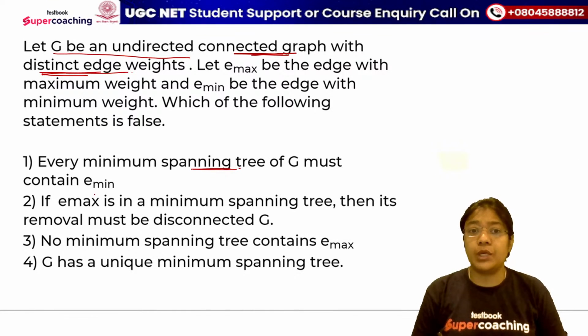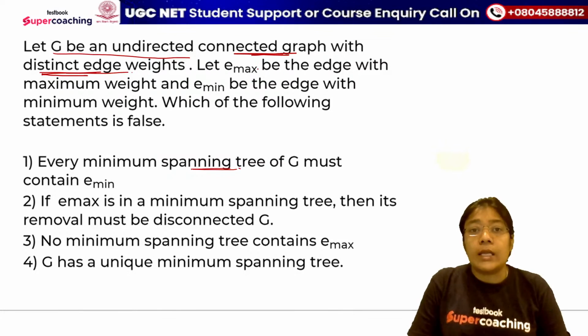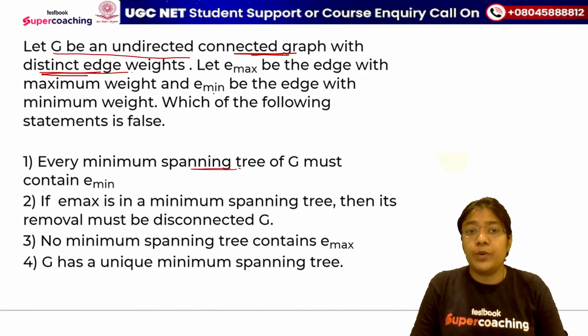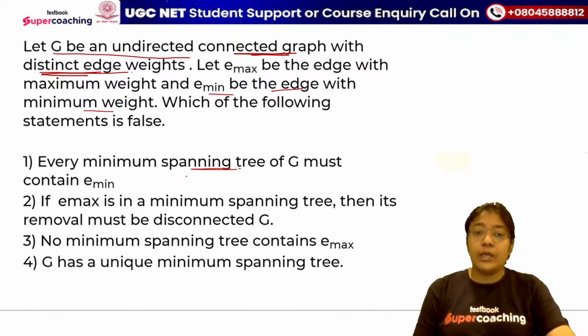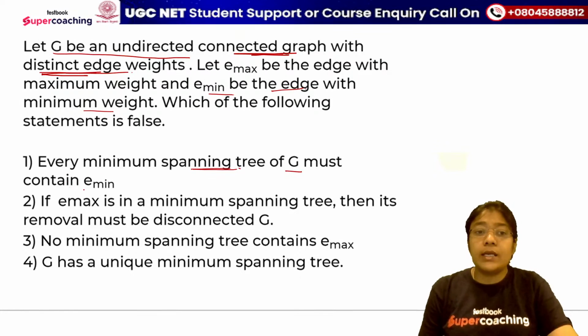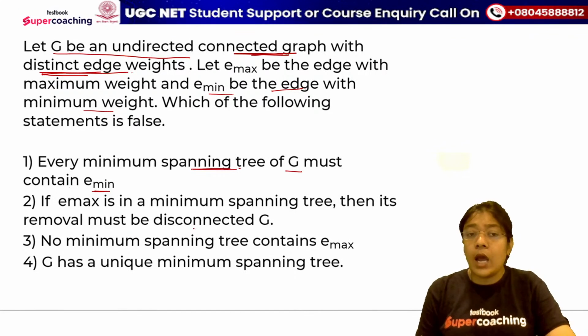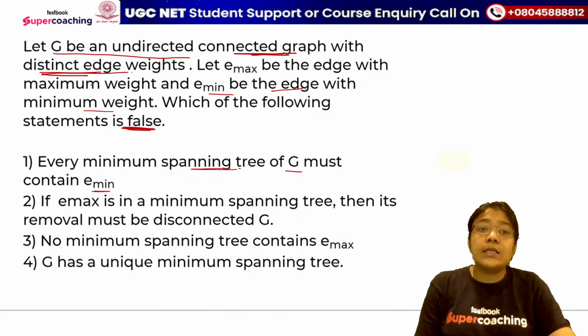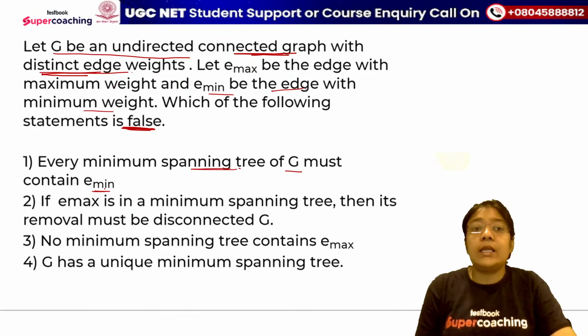Option 2, option 3. Emax be the edge with the maximum edge weight and Emin be the edge with the minimum weight. Every minimum spanning tree of G must contain Emin. हर minimum spanning tree में minimum value आएगी. All the edge weights are distinct. We have to tell which statement is false. अगर आपके पास डिस्टिंक्ट एज वेट्स हैं तो डेफिनेटली ई मिन विल बी अ पार्ट ऑफ इट, बिकॉज अगर आप क्रुस्कल्स एल्गोरिथम यूज करते हो तो हम ई मिन से ही स्टार्ट करेंगे.